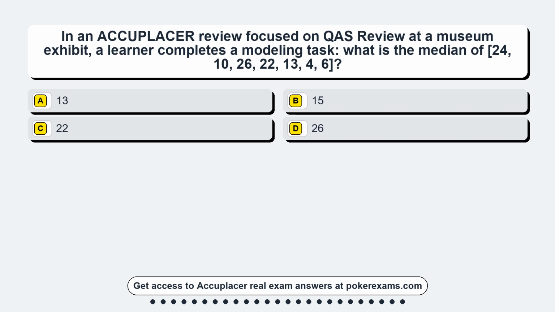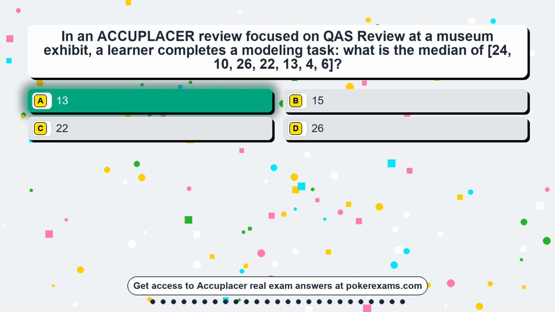Question 12. In an ACCUPLACER review focused on QAS review at a museum exhibit, a learner completes a modeling task. What is the median of 24, 10, 26, 22, 13, 4, 6? Option A, 13. Option B, 15. Option C, 22. Option D, 26. The correct answer is option A, 13.